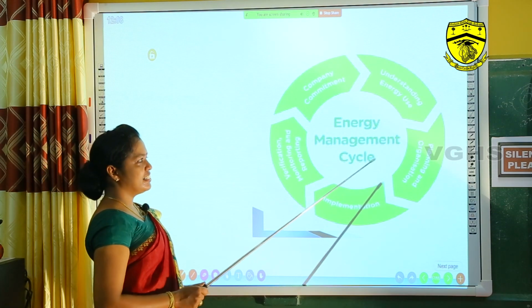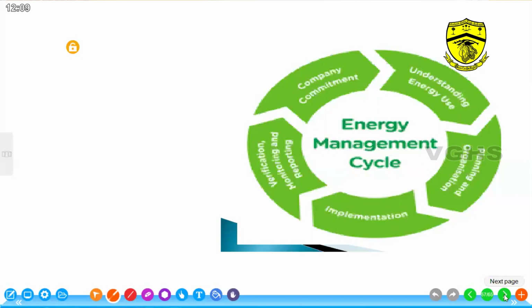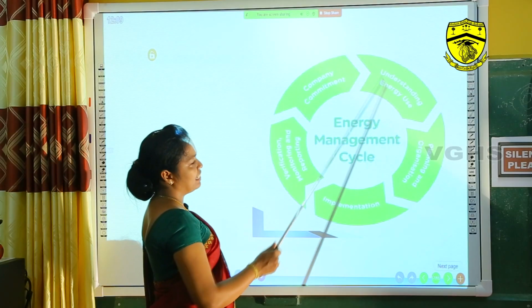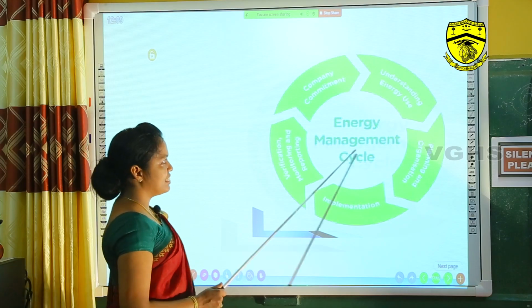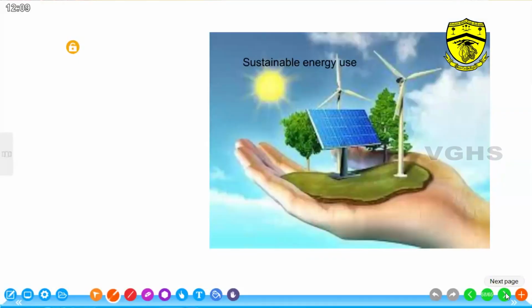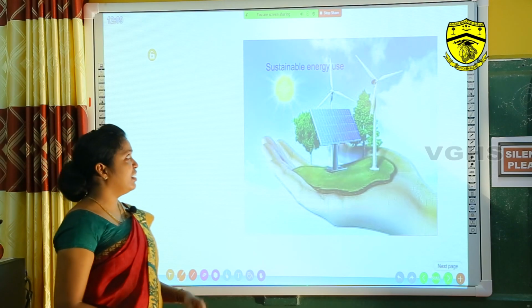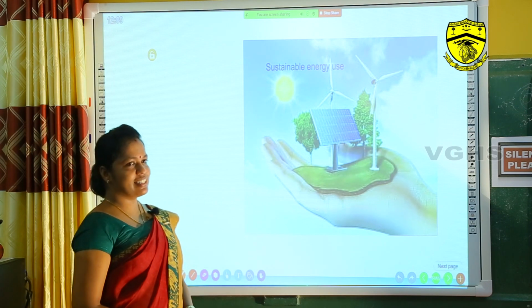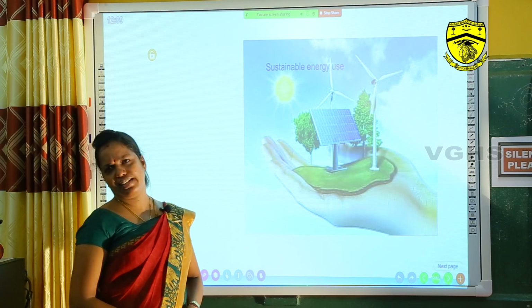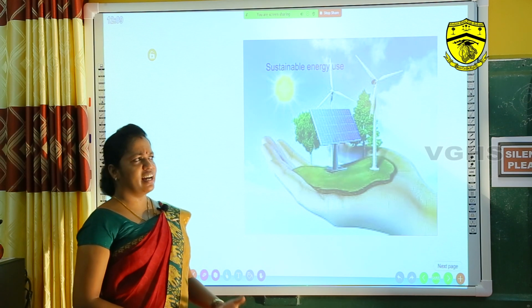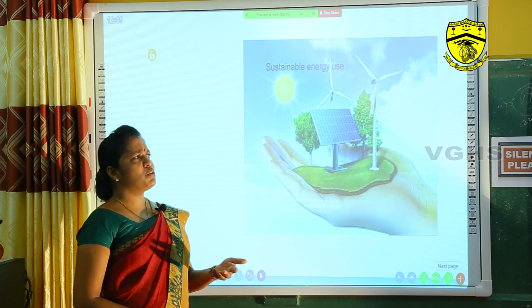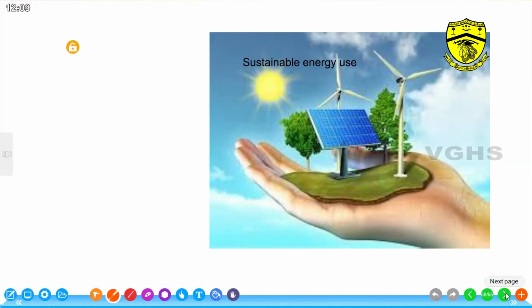Energy management cycle. This is a cycle: planning, implementation, reporting and monitoring, commitment, and finally the conclusion that the product is good. So this is the energy management cycle, and apply it in your day-to-day life activity, and we use sustainable energy too. What is sustainable energy? We use energy efficiently and economically, and use natural energy such as solar, using solar panels, and wind. These are natural resources, so we use natural resources as sustainable energy.